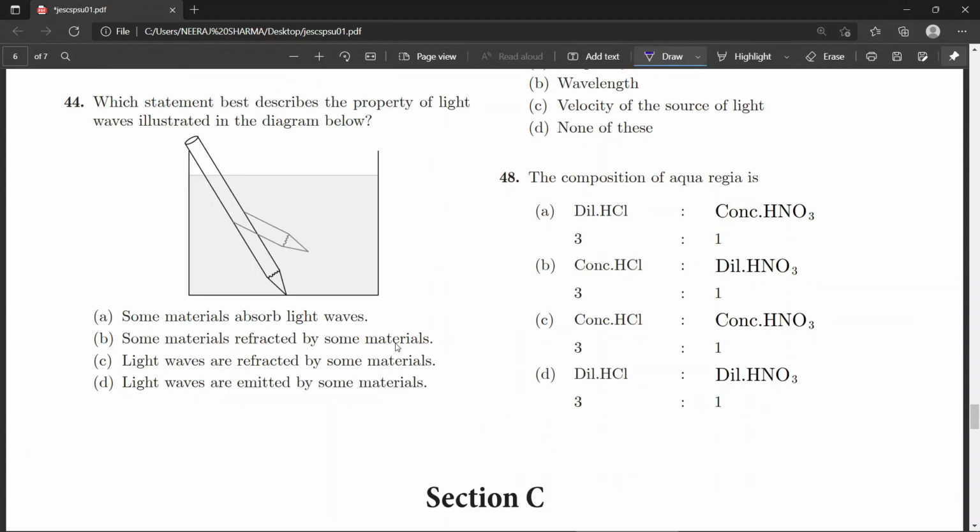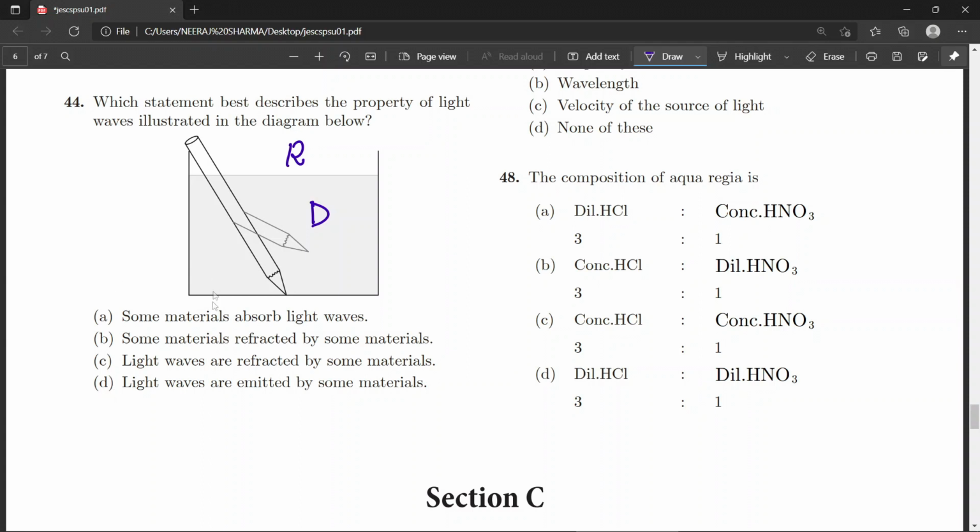Question number 44. Which statement best describes the property of light waves illustrated in the diagram below? As you can see over here, the refraction of light is shown, right? This is the rarer medium, this is the denser medium, and the pencil is appearing a little bit higher than it actually is. So you have to tell us which of the following reasons is the correct one, right? Some materials absorb light waves, light waves are refracted by some materials, light waves are emitted by some materials.